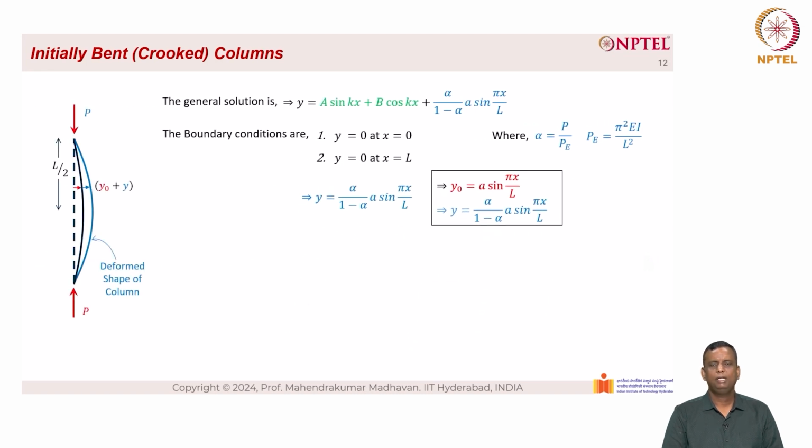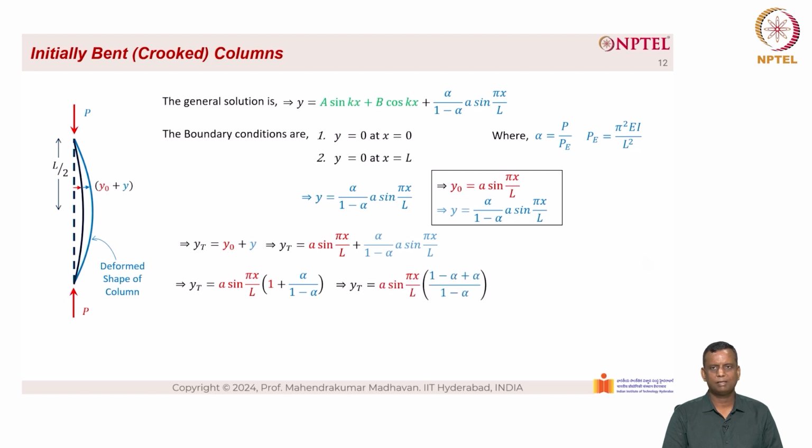But we need to know the total displacement. The total displacement is y sub t equal to y naught plus y. When we substitute that, we have A sin(πx/L) plus α/(1−α) times A sin(πx/L), which indicates that when we take sin(πx/L) common, we have (1 + α/(1−α)). This gives rise to the equation y total equal to A/(1−α) times sin(πx/L).